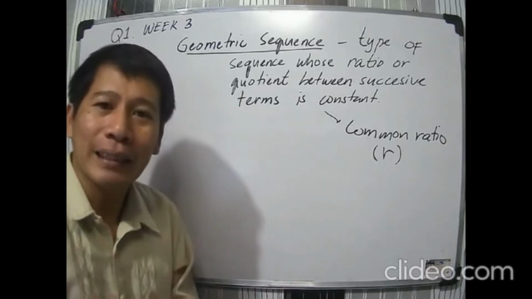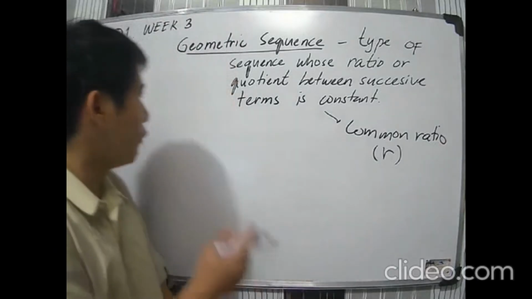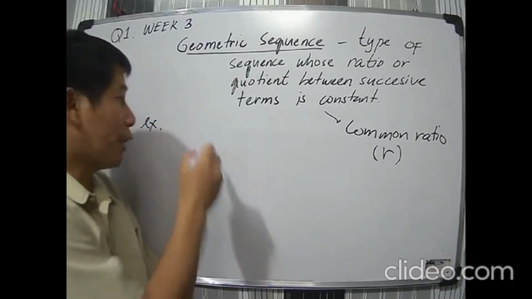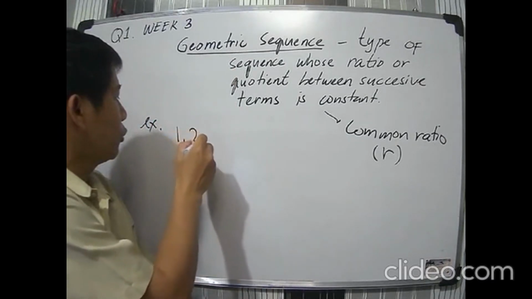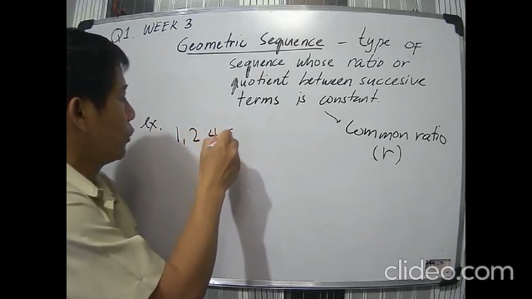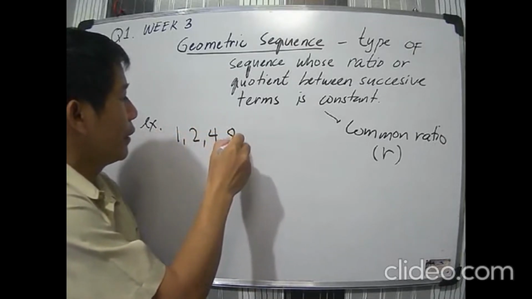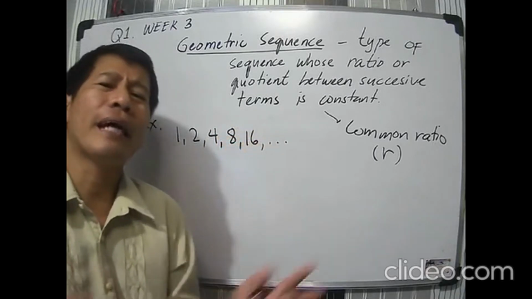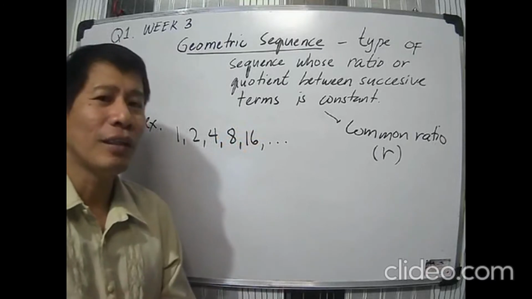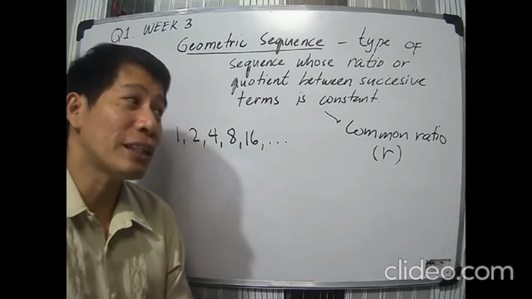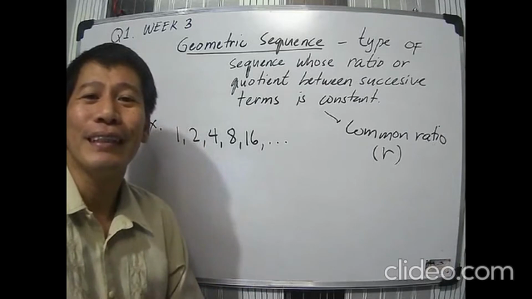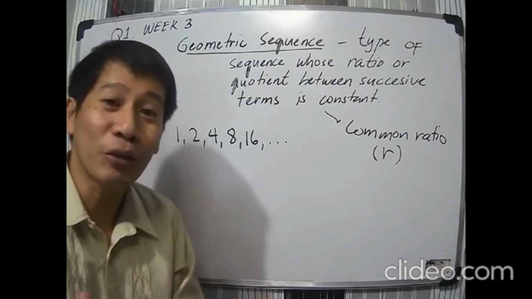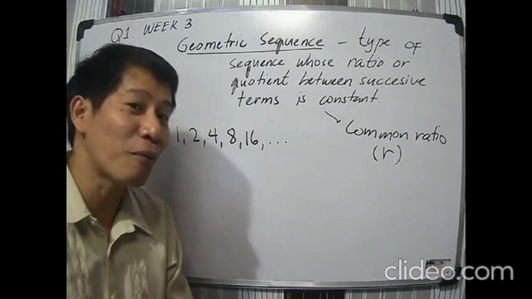So, let us have an example. Suppose we have here a sequence, let's say 1, 2, 4, 8, 16, and so on and so forth. Let us analyze this sequence. I'm asking you, do you think it is an arithmetic sequence? So how are we going to determine if it is an arithmetic sequence? Kukunin natin yung common difference. Tingnan nga natin if there is a common difference.